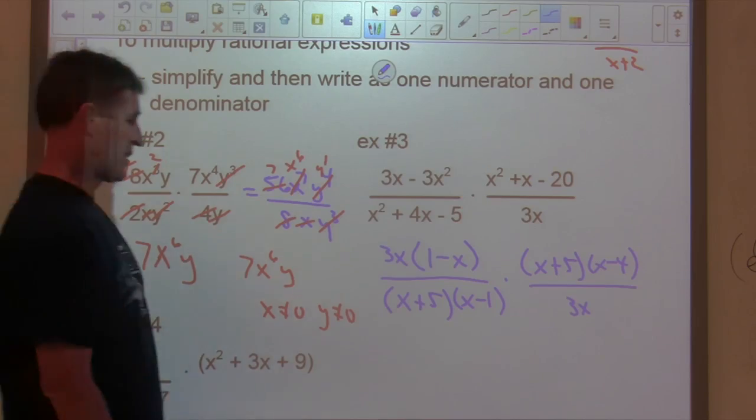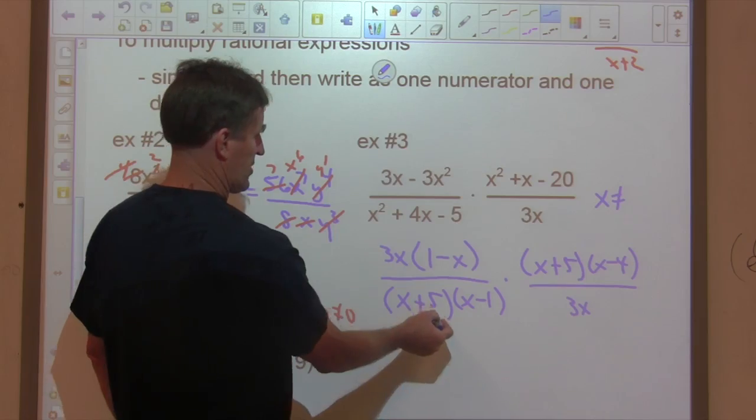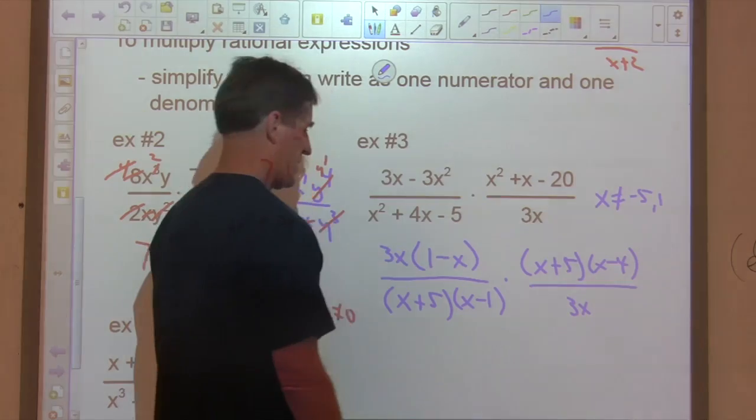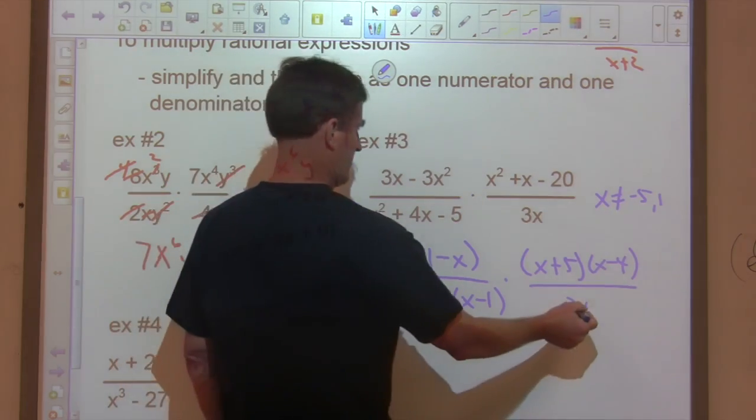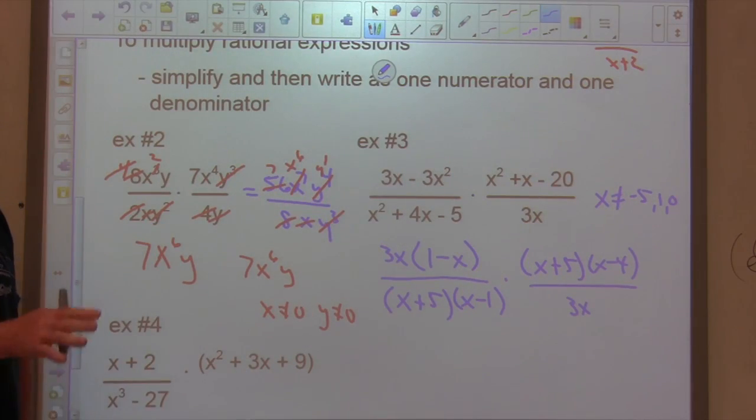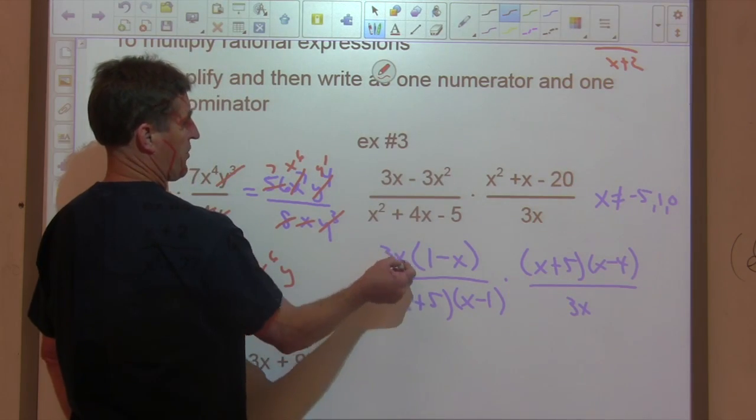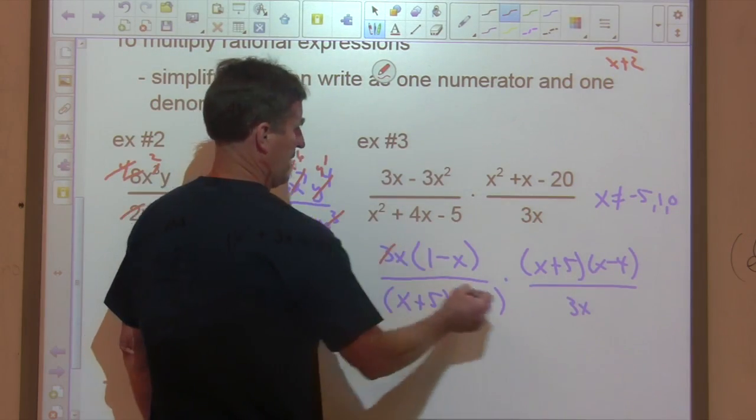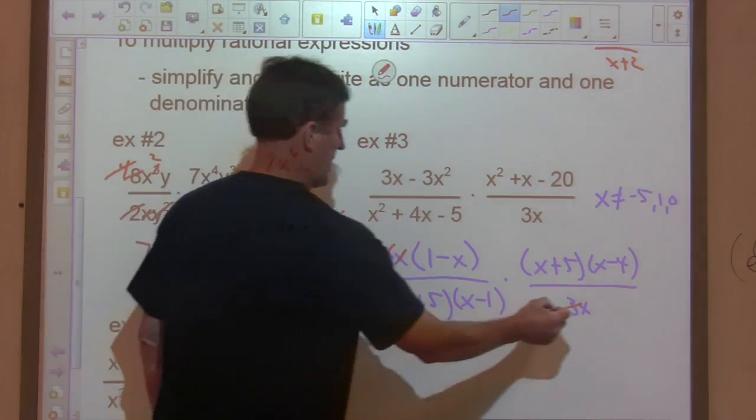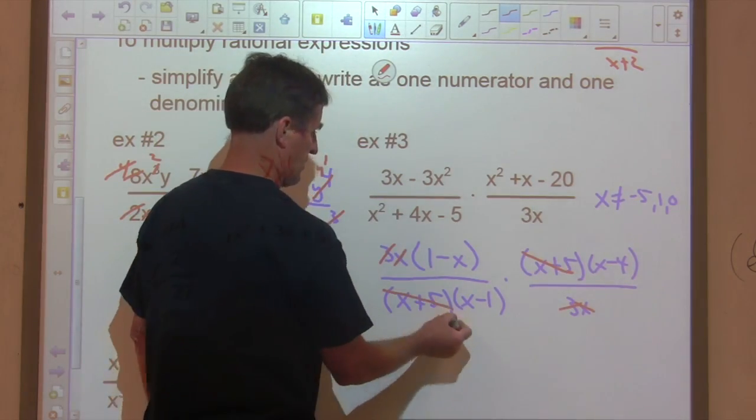So let's list our restrictions. X cannot equal what makes the denominator 0: negative 5, positive 1, and 0. So those are my restrictions. And now we cancel like factors. In this case, I've got a 3 that cancels the 3, because those are multiplied together, so I can cancel parts of them. X cancels the x. X plus 5 cancels the x plus 5.